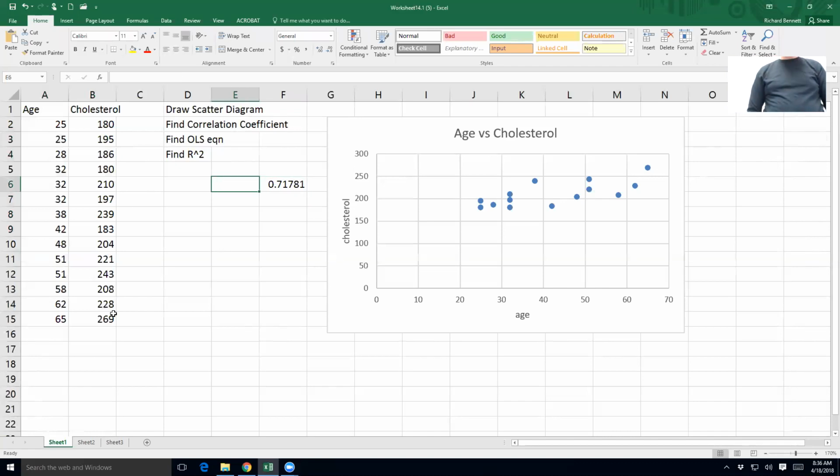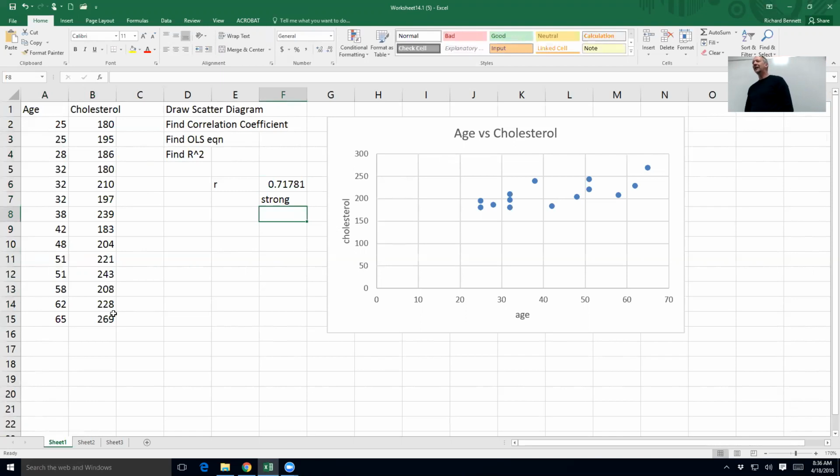So my correlation coefficient is 0.7178. And you would say that was strong, moderate, weak, or no? You'd say that's barely strong, right? Okay. Now, Jacob, we'll come back to you.